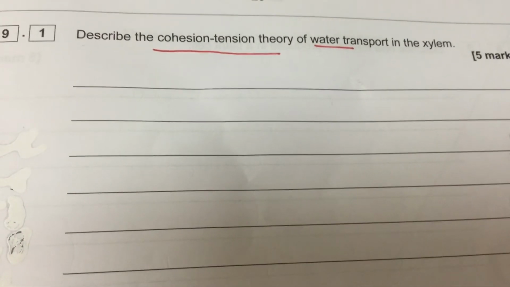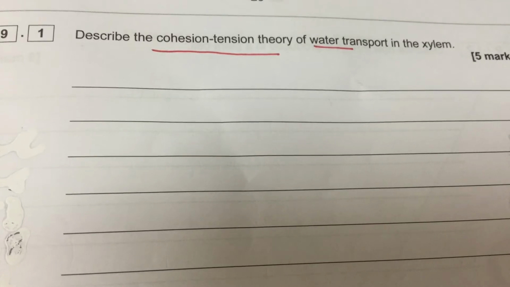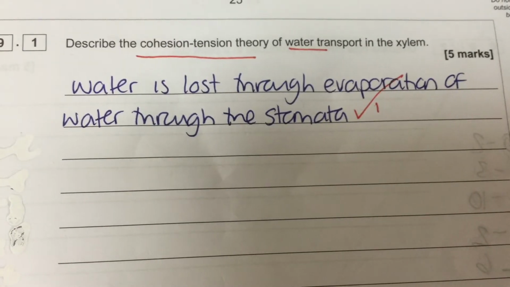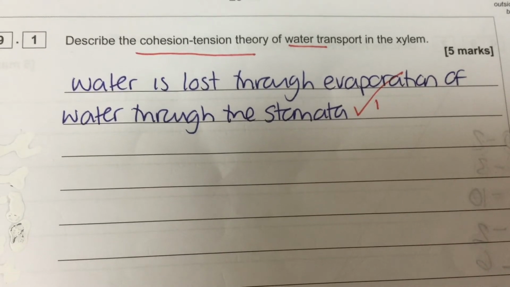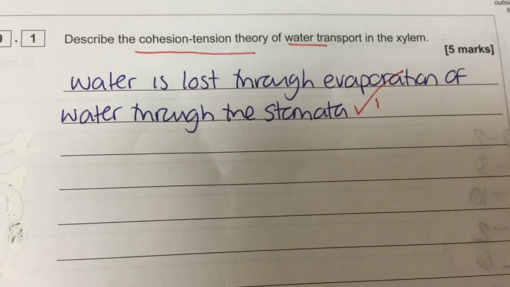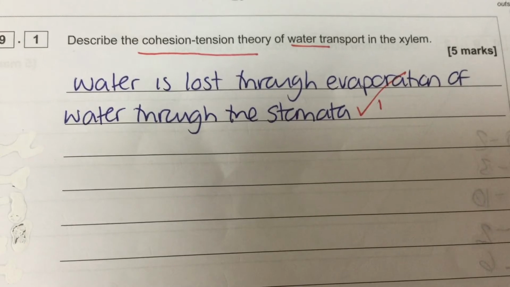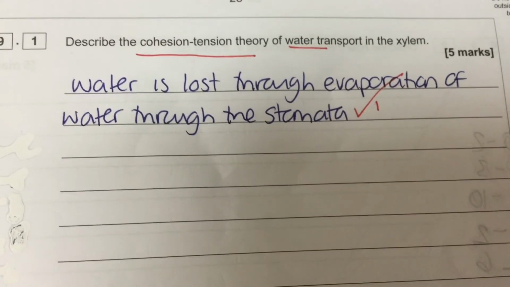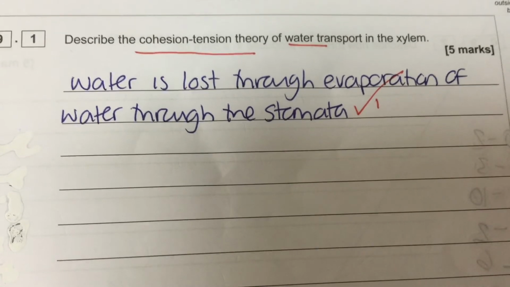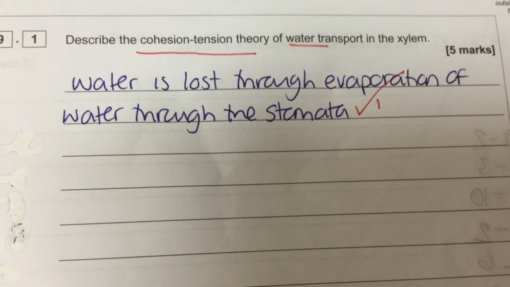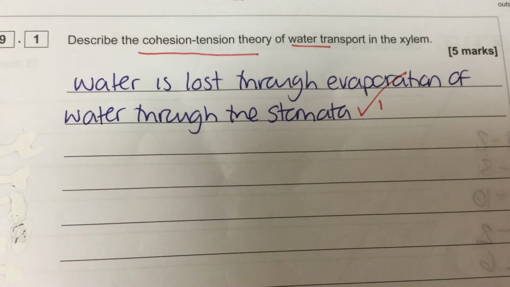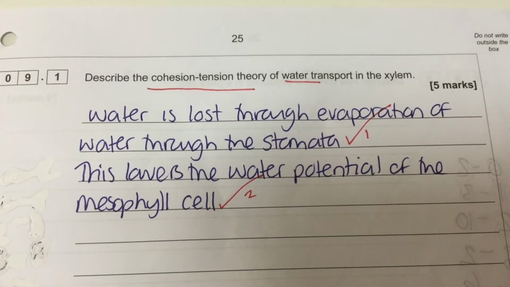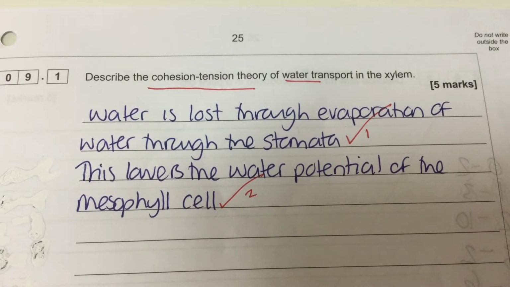Well, the first thing we're going to say is that water is lost through evaporation of water through the stomata of the leaf. This then lowers the water potential of the mesophyll cell. And that takes us into A-level territory because we didn't learn about water potential at GCSE. And also it's the idea that the water is evaporating from the surface of the mesophyll cell because there's all those air spaces between them because they have an irregular shape.